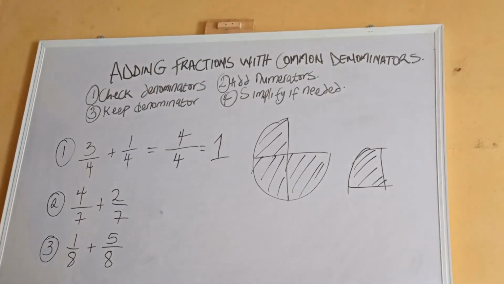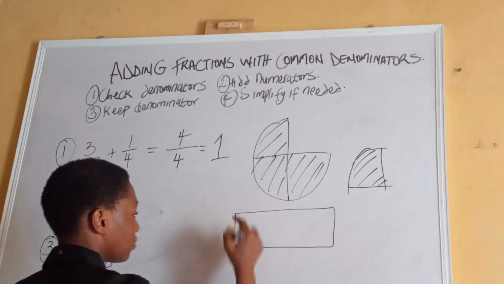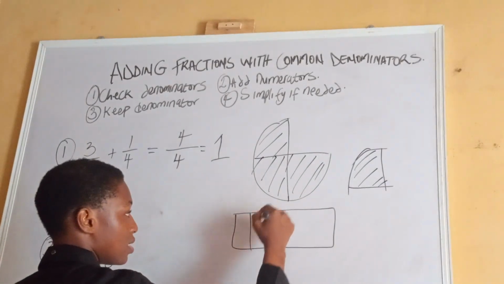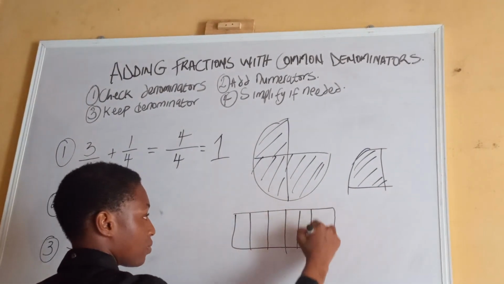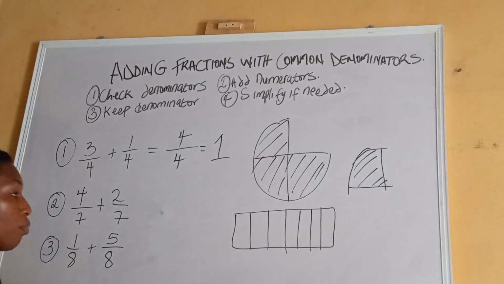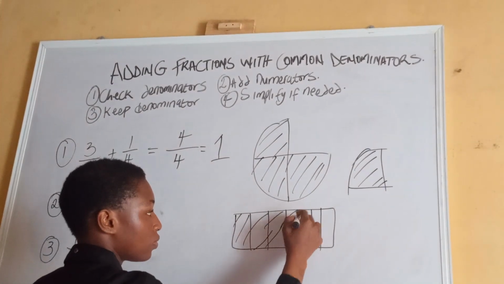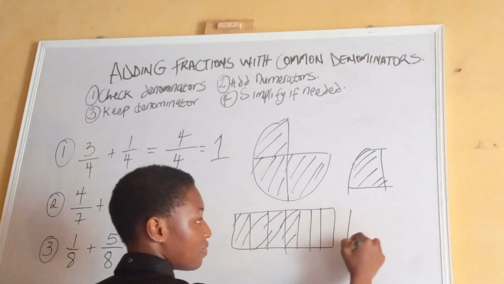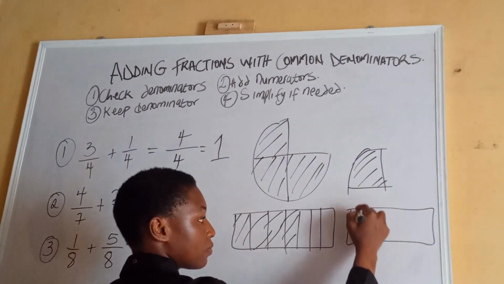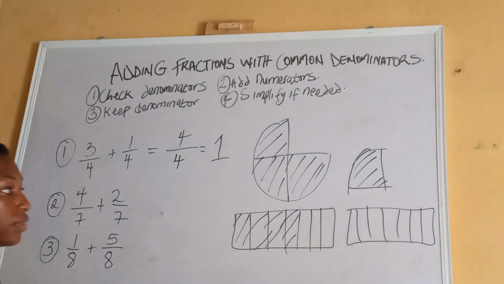Look at this again. You have 4 over 7 plus 2 over 7. Now instead of saying pizza, pizza, pizza, I can decide to do this. I have a bar that was divided into 7 places. So 1, 2, 3, 4, 5, 6, 7. Yeah. But 4 out of that 7 was taken. So the same bar now, again, divided into 7 places again. But 2 was taken.